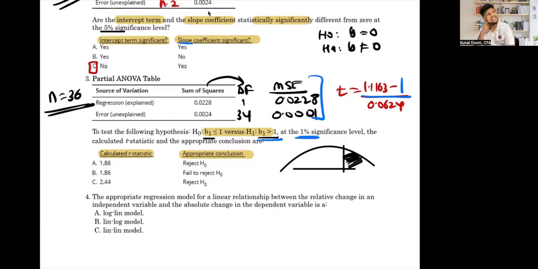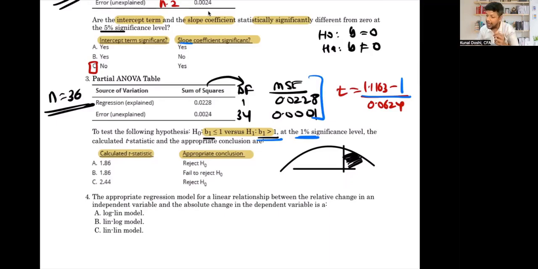Now, generally for Z, 1% is approximately 2.58, right? So for T, it should be definitely more than 2.58. Yes or no? For 1%. Is it a one? Oh, my mistake. Sorry, it's a one tail.